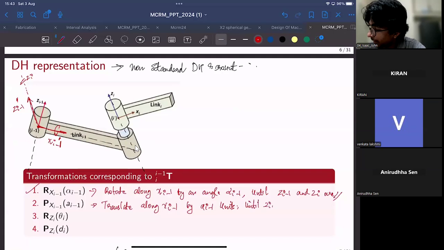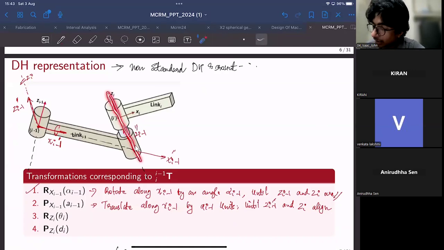until z_{i-1} dash and z_i align, right? So what will you get once you do that? I'll draw it here. After that second transformation, this would be x_{i-1} double dash, and this will be z_{i-1} double dash. So now, as you can see, z_i and z_{i-1} are aligned, right, after the second transformation.